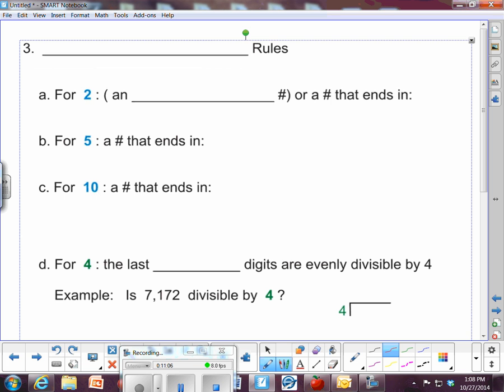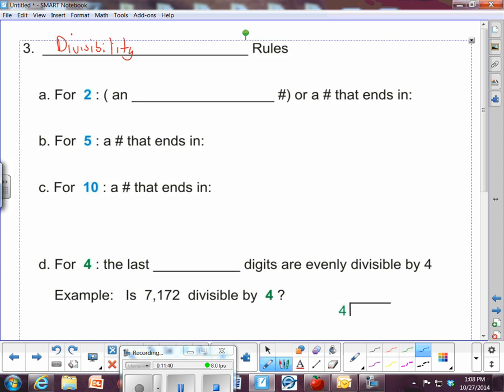Okay, number 3, let's talk about divisibility rules. These may seem simple, but believe it or not, you're going to use these a good amount. When we get into Algebra 1 and Algebra 2, you do some factoring of polynomials. You don't know what that means yet. You're going to use divisibility rules. In figuring out common denominators, divisibility rules can help. There are just numbers of situations where knowing divisibility rules helps you. So these are something that you should have memorized.